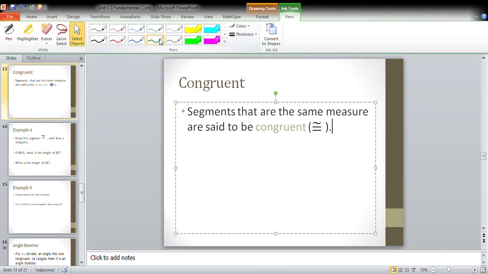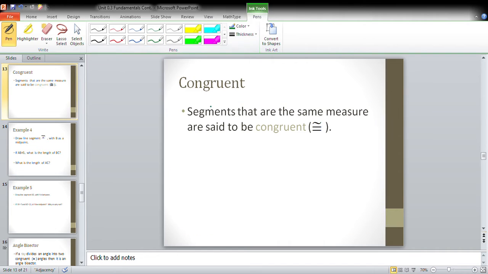Another definition that we're going to talk about is congruent. Congruent is just a fancy word for saying equal or same. So anytime you see the word congruent, we know that that is going to mean equal. And the symbol that we'll use a lot will be this equal sign with a squiggly line above it, or a tilde. So this symbol just means congruent.